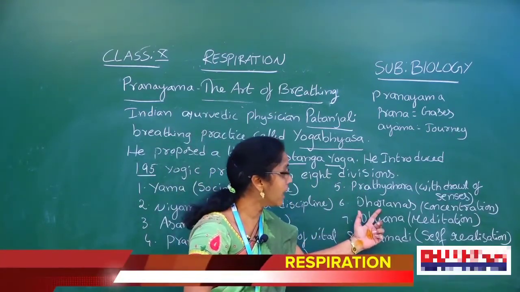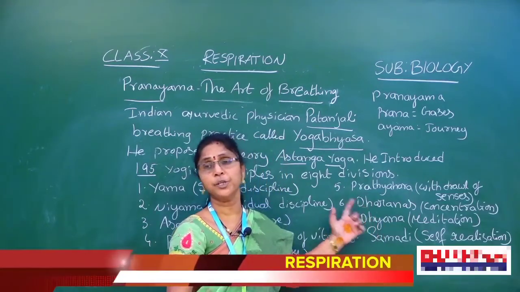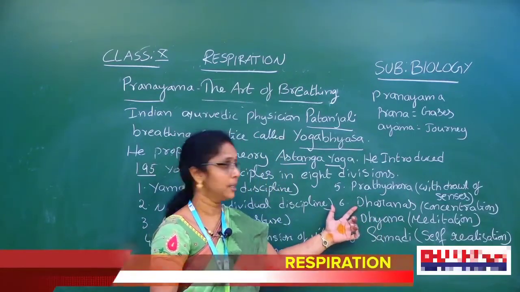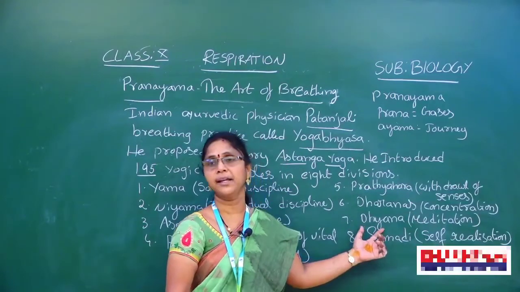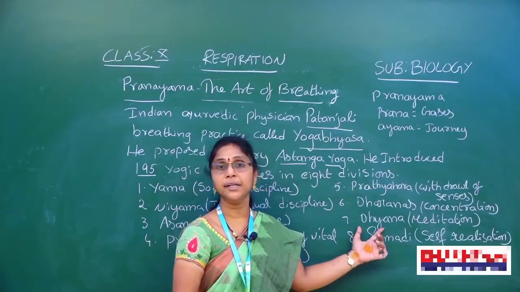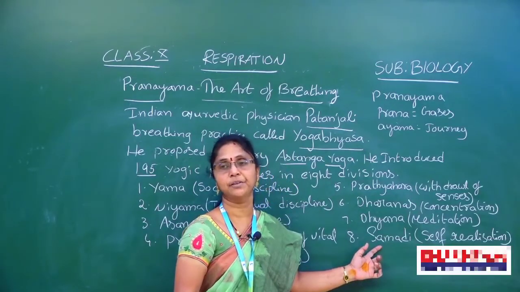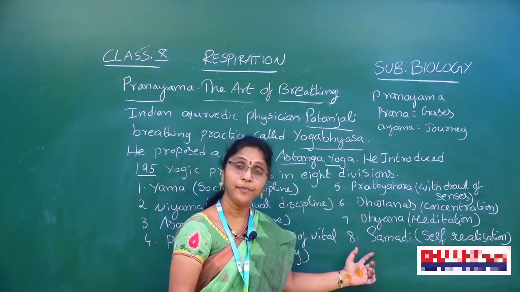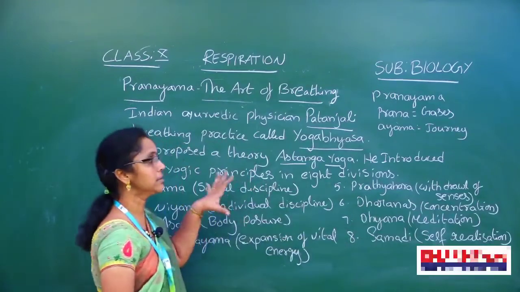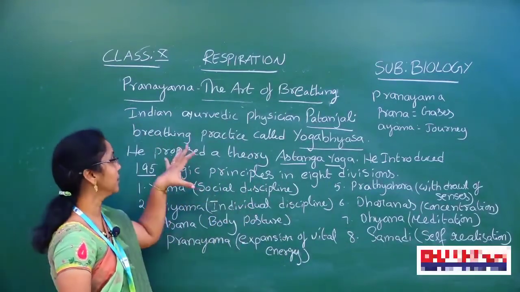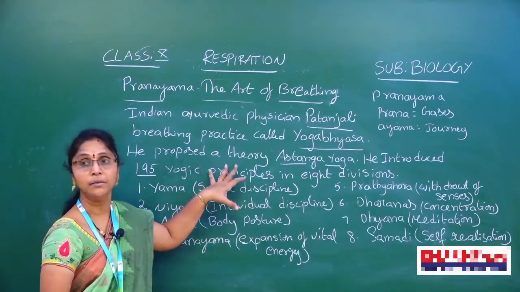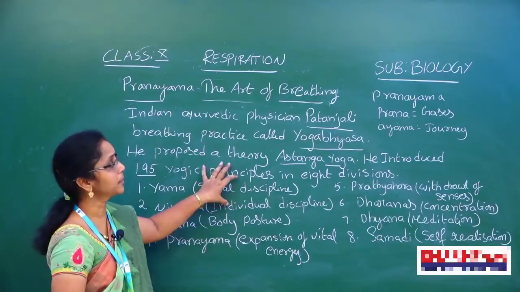And now dharana, concentration. This is most important for all children. Dhyana, meditation. Yoga and meditation are required for that. And samadhi, self-realization. Everybody should have self-realization. These 8 divisions are introduced in the yogic principles, 195 yogic principles.